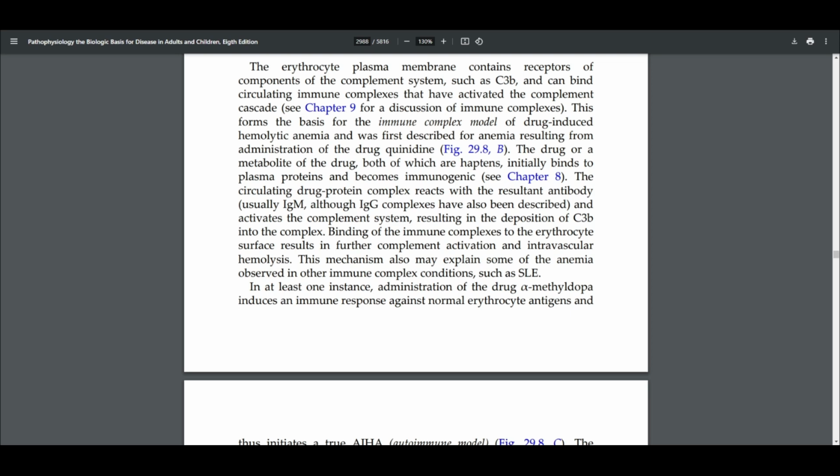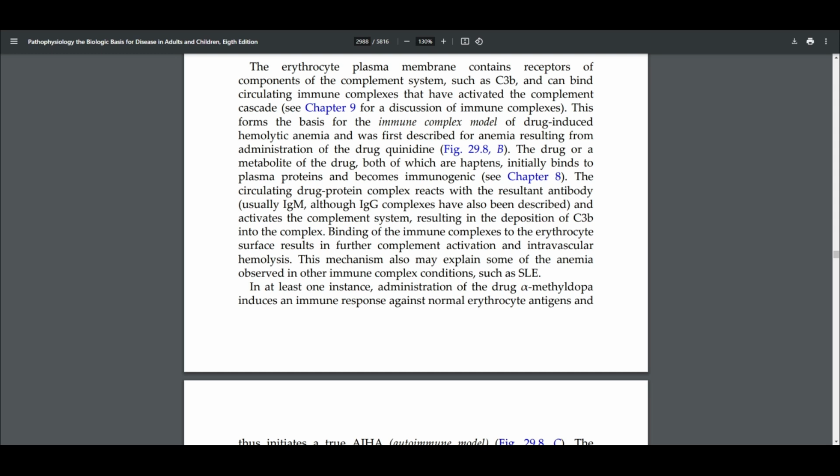The drug or a metabolite of the drug, both of which are haptens, initially binds to plasma proteins and becomes immunogenic. The circulating drug-protein complex reacts with the resultant antibody and activates the complement system, resulting in the deposition of C3b into the complex. Binding of the immune complexes to the erythrocyte surface results in further complement activation and intravascular hemolysis. This mechanism also may explain some of the anemia observed in other immune complex conditions, such as SLE.